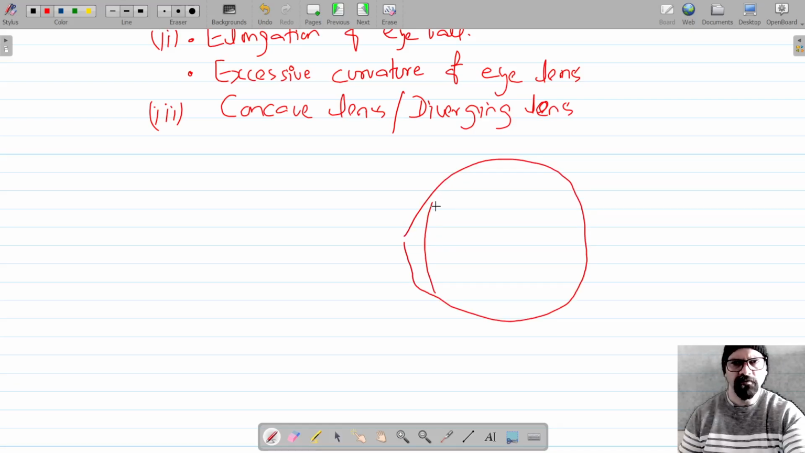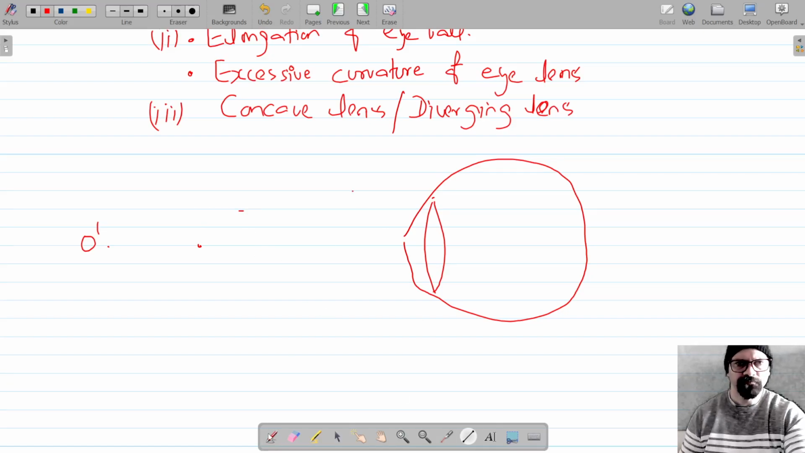Again, let's say this is the eye lens. And now the far point is nearer than infinity. So it was supposed to be the far point here, but it's now here. That means from here we have to get the rays of light. So rays of light coming from here.